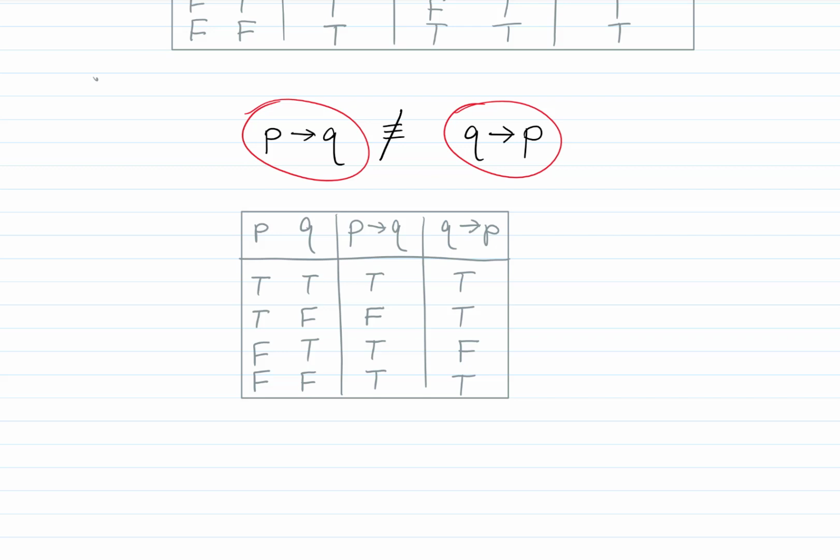And I have an example that I like to use that very clearly shows that converses aren't equivalent. Let's have P be the statement, my car is out of gas, and we'll have Q be the statement, my car won't run. If my car is out of gas, then my car will not run. That's a true statement. But the converse is, if my car won't run, then my car is out of gas. That's not a true statement. So you see, an implication and its converse are not equivalent.